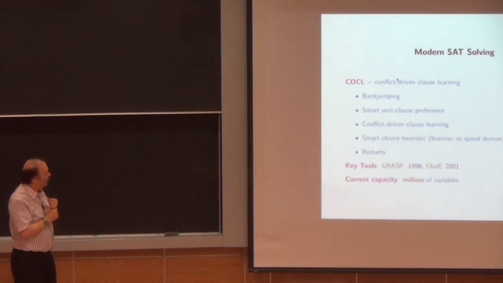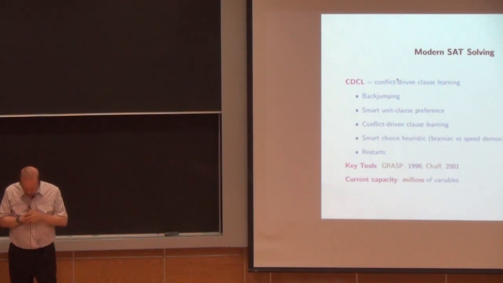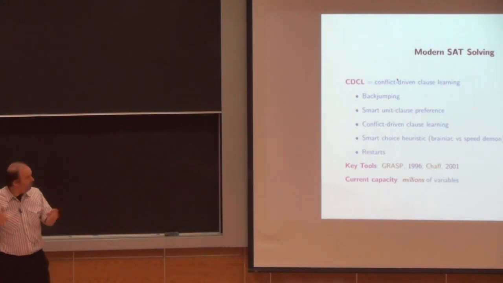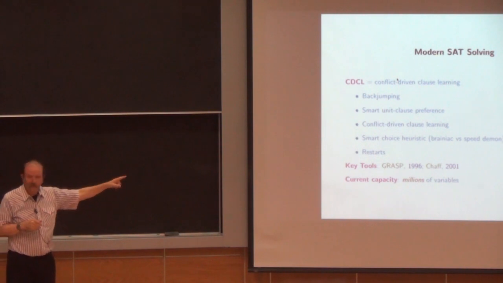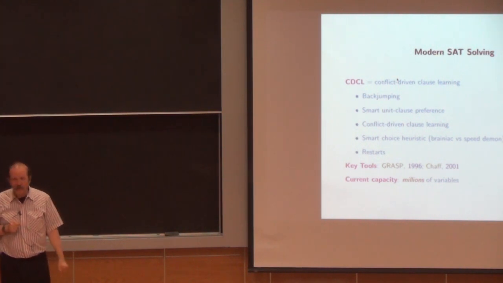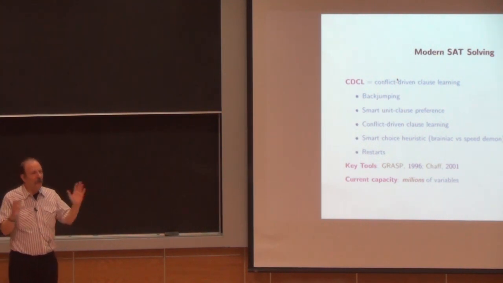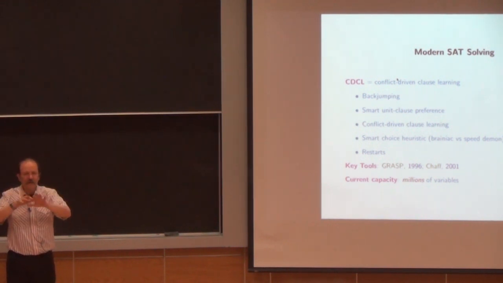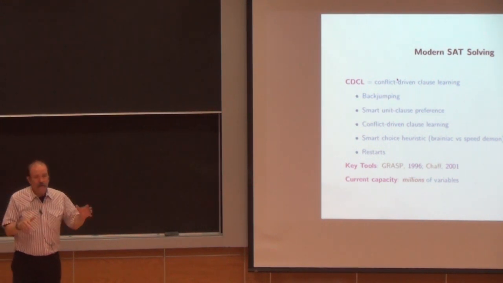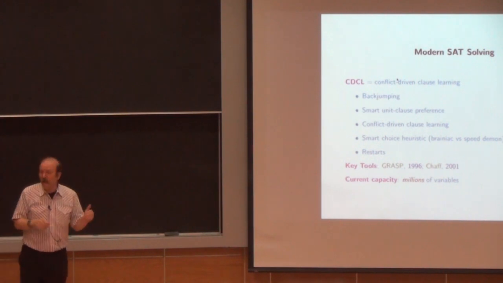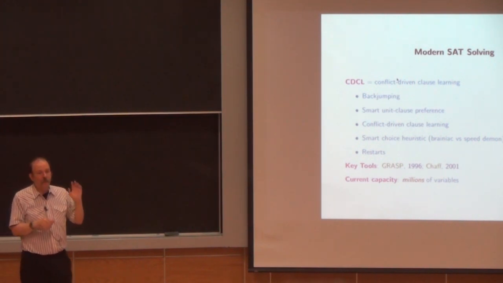Smart unit clause preference. In 2000, a team at Princeton decided to do something that it's not clear why people did not do before: profile the code. Profiling means that you gather statistics on where the program spent its time executing, which instructions are being executed. And they discovered that 80% of the time was spent doing unit clause preference.